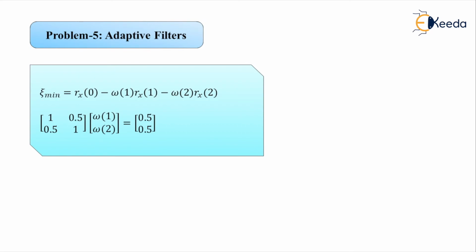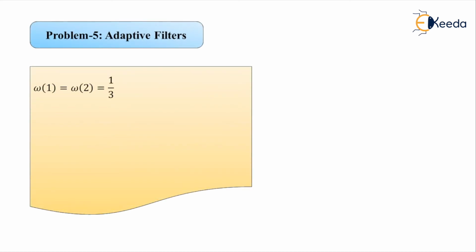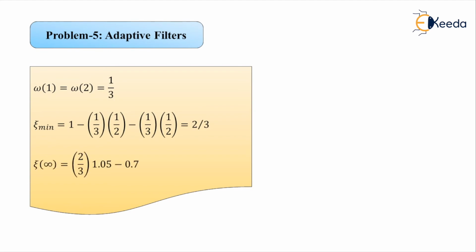1 by 3 substituted, and the above equation we have xi minimum is equal to 1 minus 1 by 3 into 1 by 2 minus 1 by 3 into 1 by 2. So this is supposed to result into the value 2 by 3 here. So here we have xi of infinity, that is equal to 2 by 3 multiplied by 1.05.